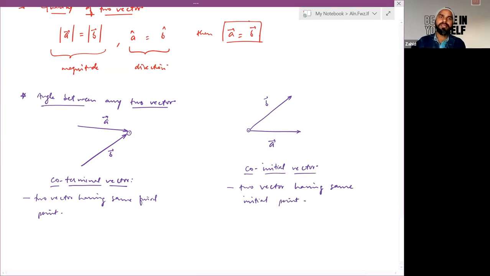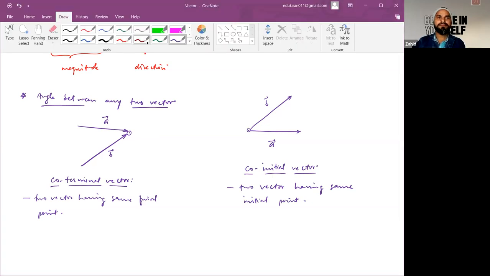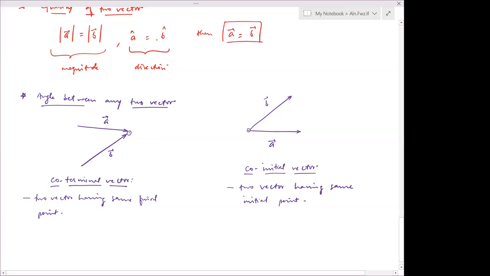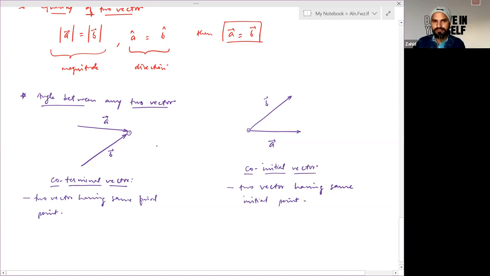Is it clear till this part? Yes, sir. Ifra, any doubt? No, sir.